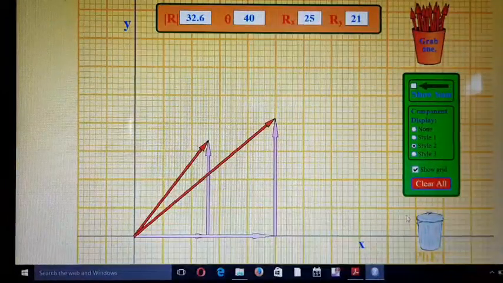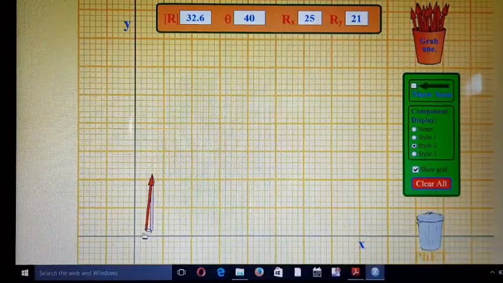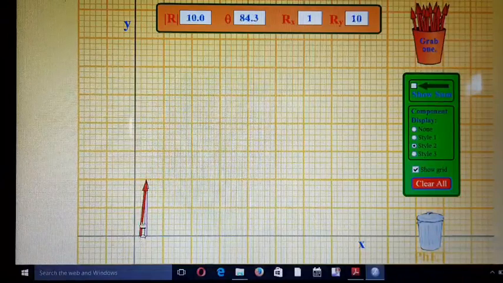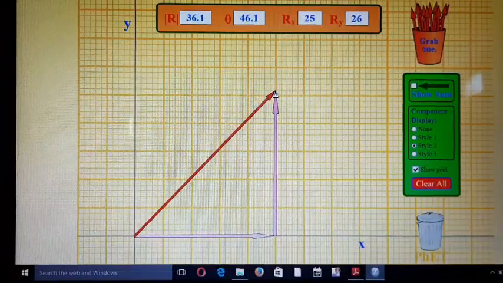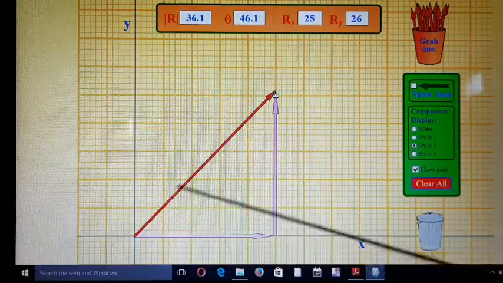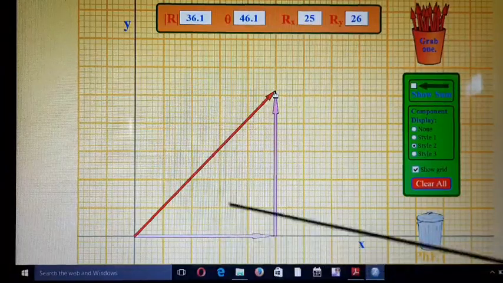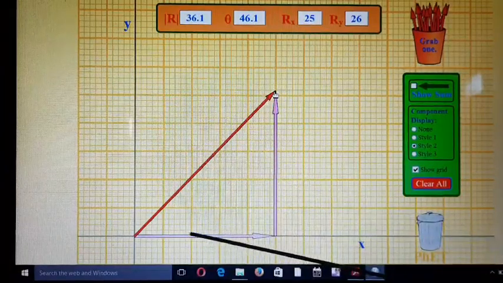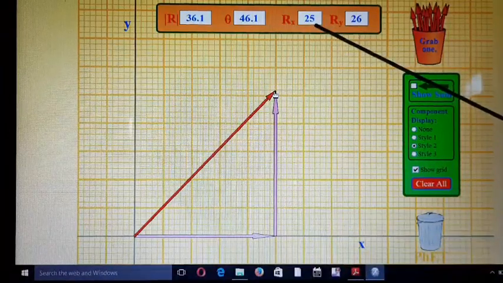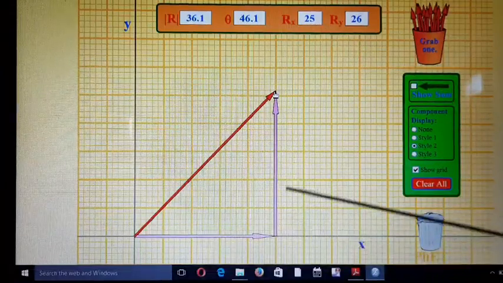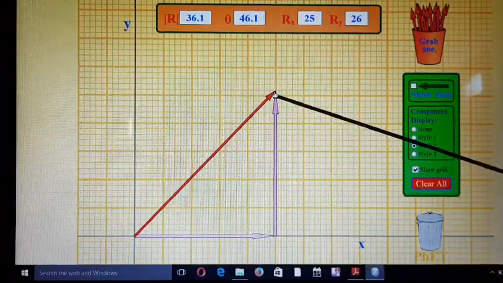Here we take an xy plane, and we take this as the first vector. Its tail is put on the origin. Look here, this is vector A, and this is the x component of this vector. So ax is the x component of vector A and its magnitude is 25, and this is the y component of vector A and its magnitude is 26.